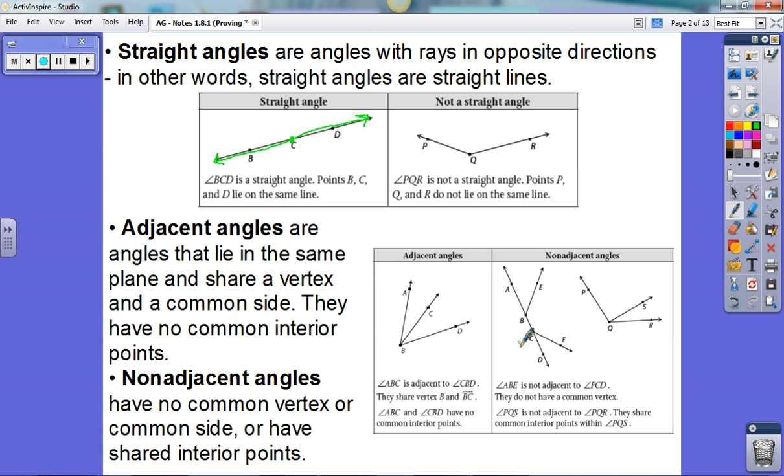Non-adjacent angles don't have a common vertex or a common side, but they have shared interior points. So here we would say that PQS is not adjacent to the entire angle PQR. They're not adjacent because they share this interior point of S. Now PQS is adjacent to SQR, but I was referring to what it talks about right here, which is this angle compared to the whole angle. So remember, adjacent angles are those that are right next to each other and share a vertex.